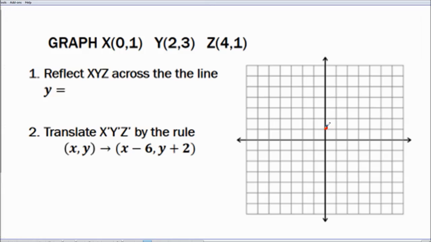So I get 0, 1, that point is called x, and I get 2, 3, and that point is called y, and I get 4, 1, and that point is called z. And I've got my triangle. And now let's do a reflection. Now I left this one open-ended because I always like to pick a different number each time I teach this, just kind of for fun. It keeps things a little bit interesting.